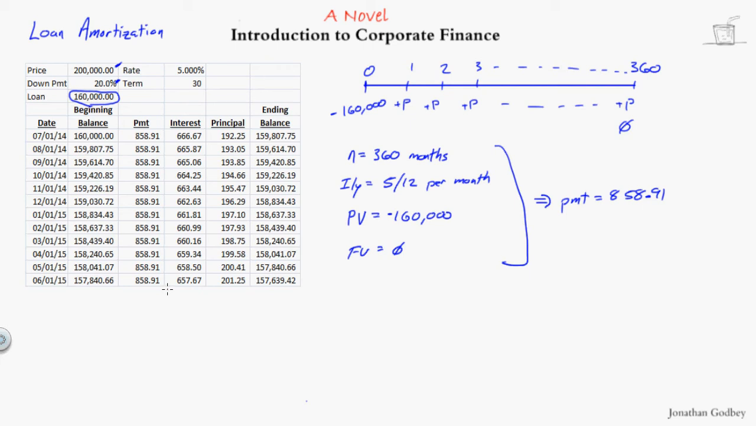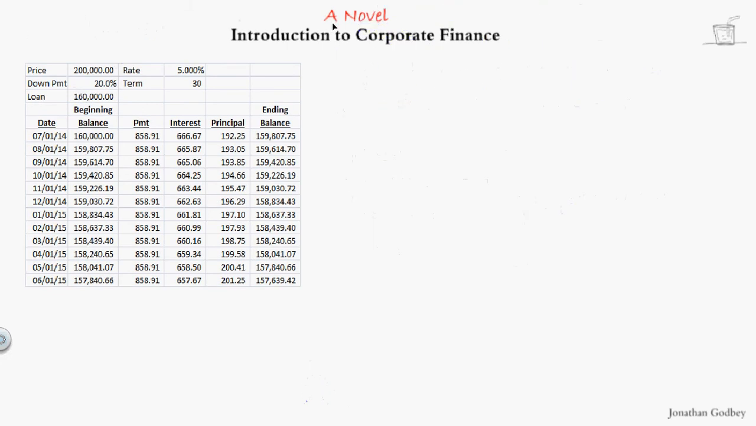Okay, so now we figured out what the payments are. So let's see exactly what's going on here, and let me get rid of this real quick. I want to know where this number comes from, and I want to know where this number comes from. What's going to happen is I owe $160,000, and my interest rate is 0.05 divided by 12. That is equal to 666.67. My total payment is $858.91, so the difference that goes to principal is $192.25. So this is month 1.